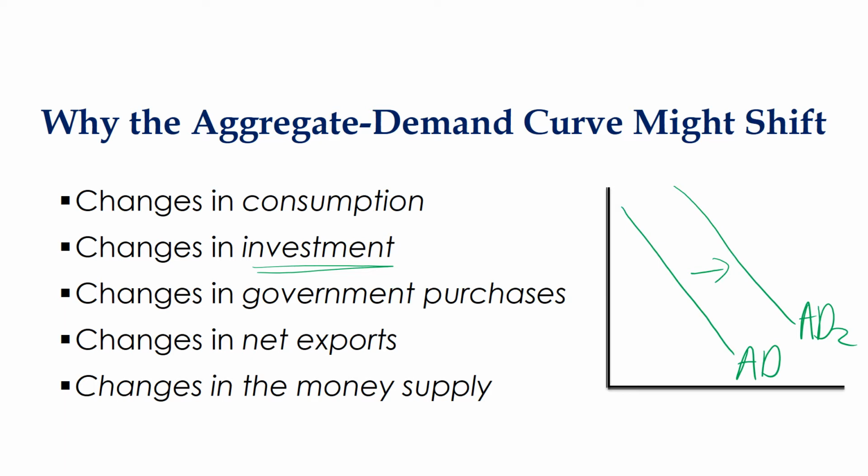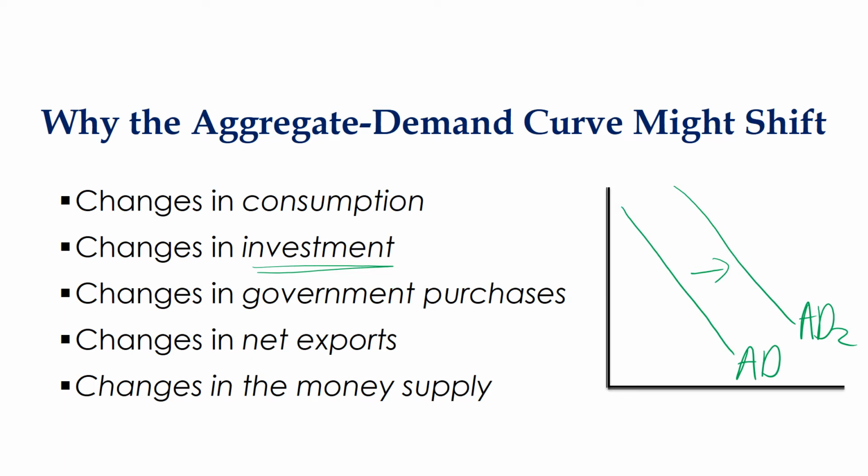Changes in government purchases. Often when the economy gets tough, governments will spend more money. That's called fiscal stimulus, okay? It comes from the government, from Mr. Trudeau. He will spend more money. In that case, that will stimulate the economy, and that will move the aggregate demand curve to the right.